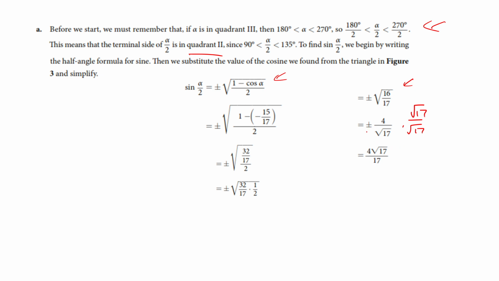Now, why did they select the positive? It was a square root. We could do plus or minus. Well, this is sine, and we know alpha over 2 has to be in quadrant 2. A sine in quadrant 2, a y in quadrant 2, a y value is positive. So we settled on that.